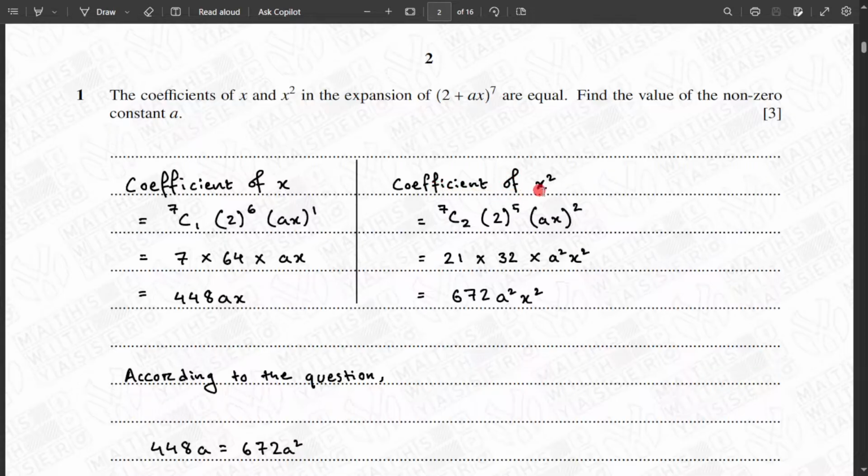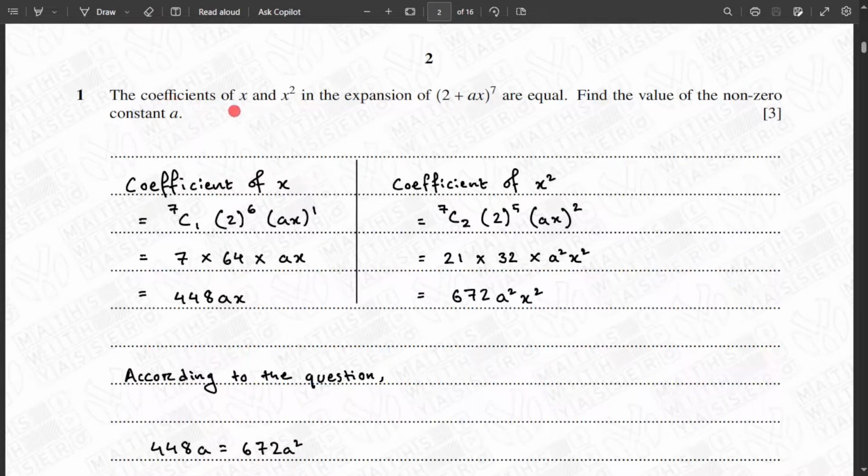The coefficient of x square can be found if we consider 7c2, because this 2 will become the power of ax, which will leave us with ax square. A square is x square. So 7c2 is 21, and 7 minus 2 is 5, so 2 to the power 5 is 32, a square x square. So the coefficient of x square is 672 a square.